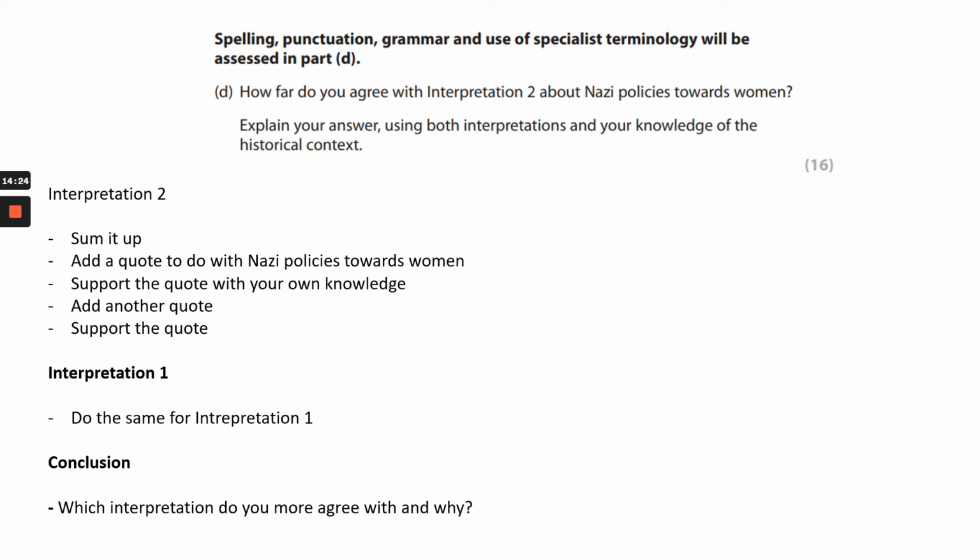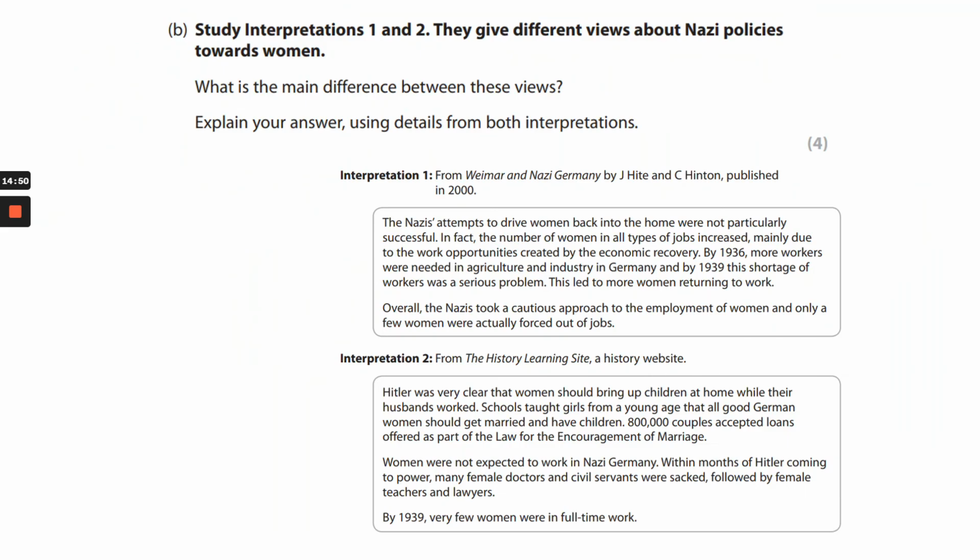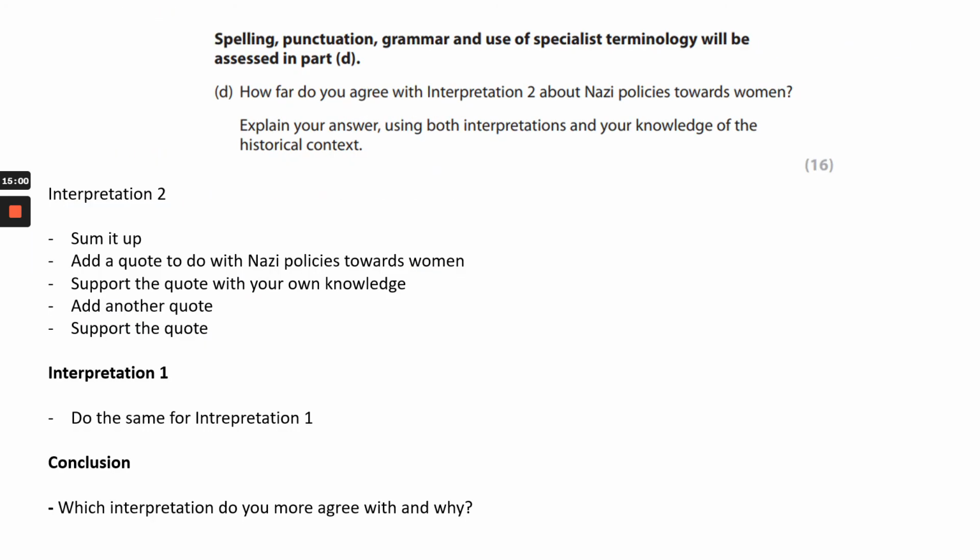Next up, I've got this final question, this 16 marker, which is reasonably straightforward if you've done the questions before it and you've been thinking about the key terms. So we understand this question is about Nazi policies towards women. So how far do you agree with interpretation 2 about Nazi policies towards women? What you do is you agree with interpretation 2, you sum it up, so go back to it. Interpretation 2, Hitler was very clear that women should bring up children at home while their husband worked. Okay, so we're reminding ourselves of this source, and we sum it up.